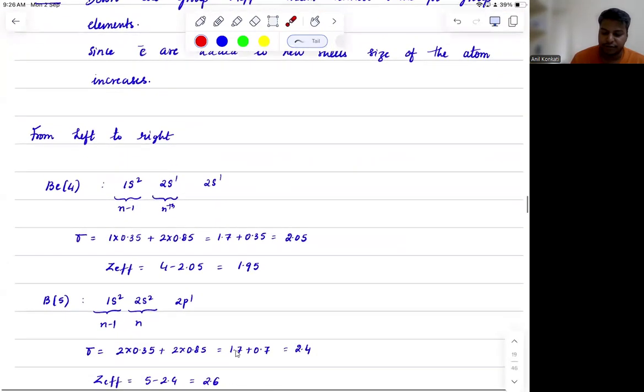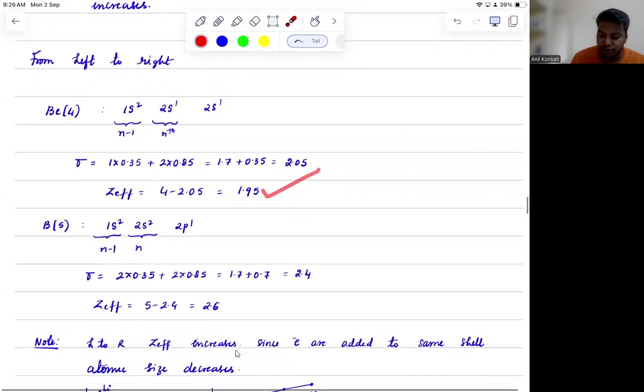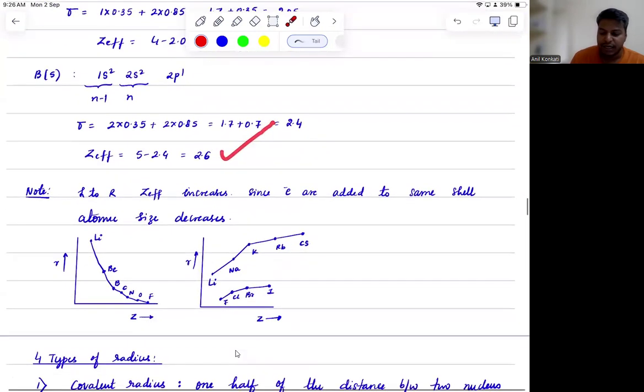Next, from left to right. Left to right, beryllium was found to be 1.95. Boron is found to be 2.6. So from here, you are noticing that left to right, the Z effective is actually increasing. So you can see the size will start decreasing. So that's why size is diminishing here. Correct? While down the group, it is increasing, and left to right, it is decreasing.